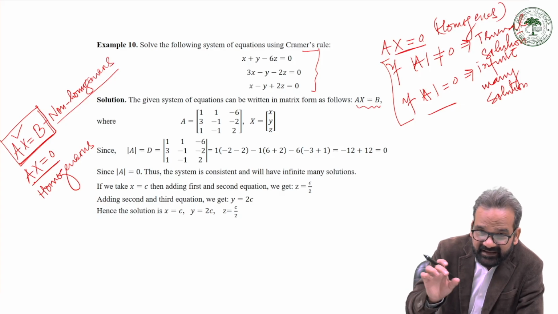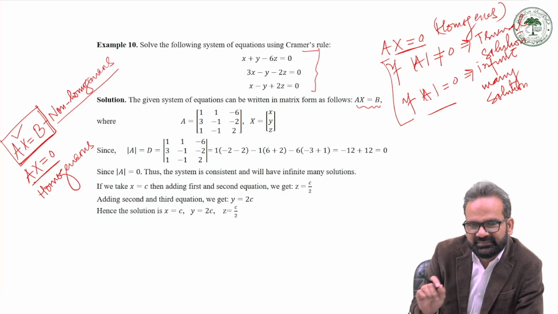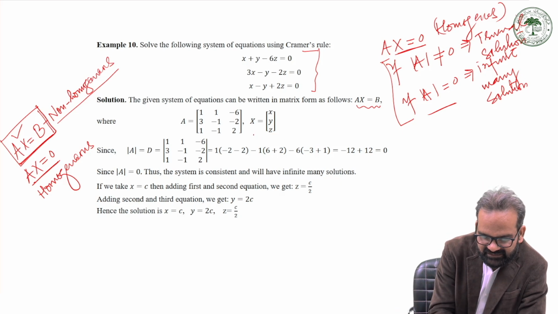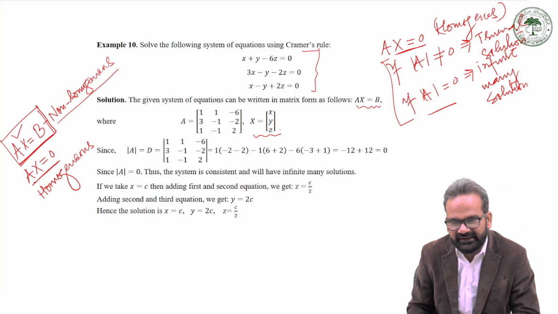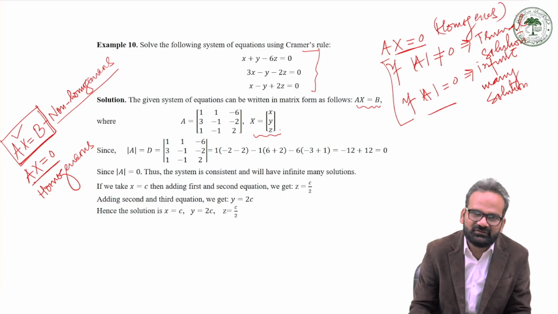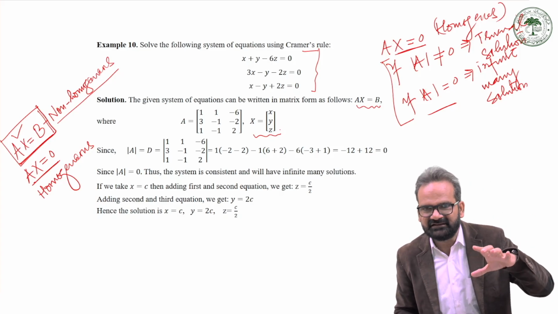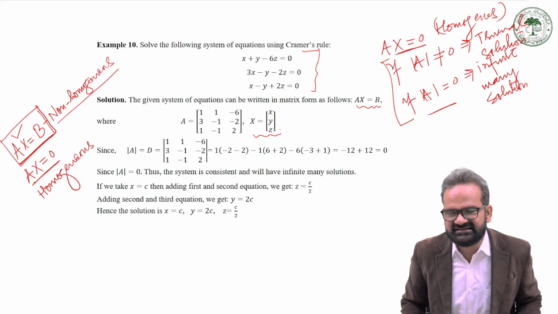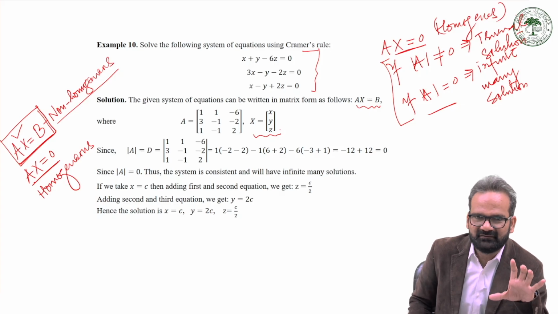What is A? A is the matrix of the coefficients of the variables x, y, and z. Capital X simply represents the variables involved in the given equations. There are three variables x, y, and z, so X should be taken as the column x, y, z. A simply denotes the matrix of the coefficients of the variables x, y, z. I have determined this matrix many times in many examples, so I hope you understand how to write down this matrix.